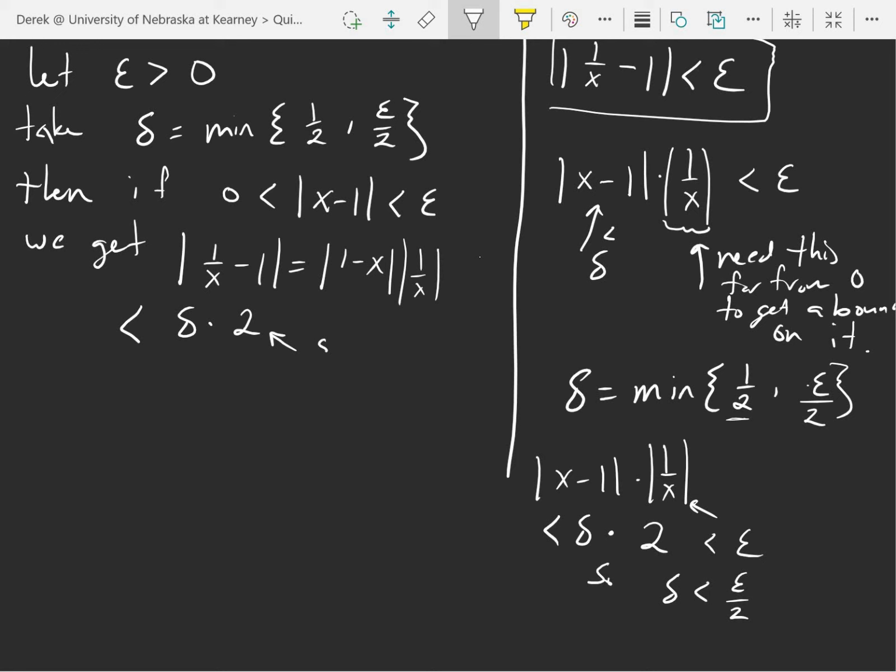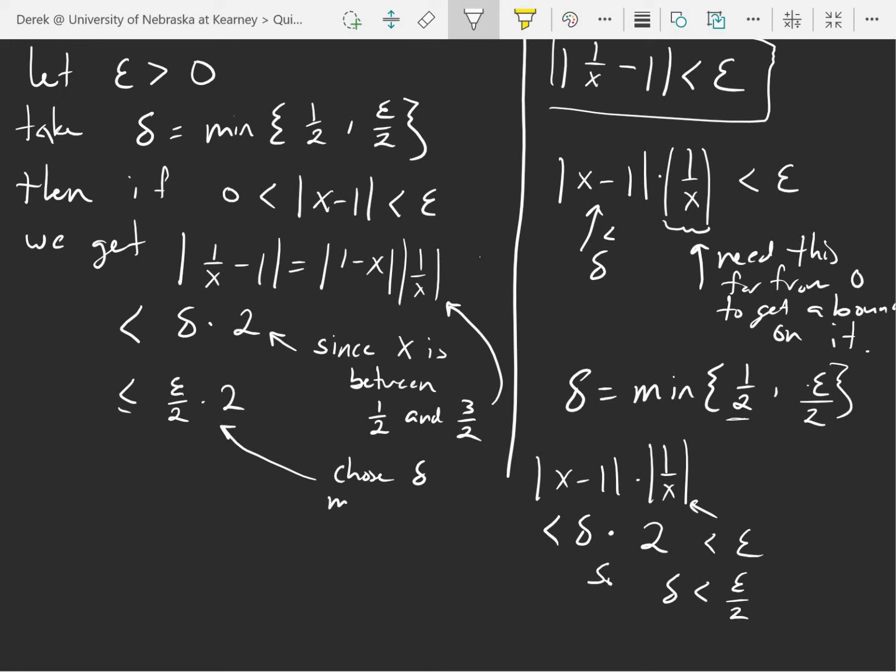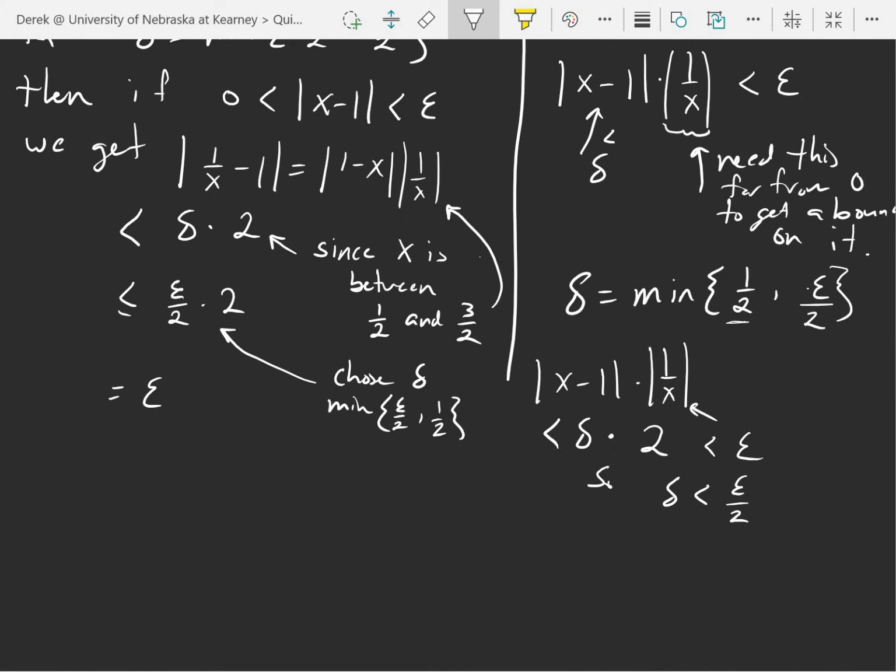and that 2 comes from, since x is between 1/2 and 3/2, this guy can be at most 2. And that's also less than or equal to epsilon over 2 times 2, and this is because we chose delta to be the minimum of epsilon over 2 and 1/2, and that's equal to epsilon. So putting that together, we get that 1 over x minus 1 in absolute value is less than epsilon, which is what we wanted to prove.